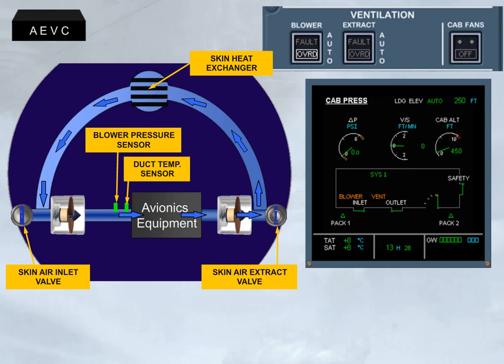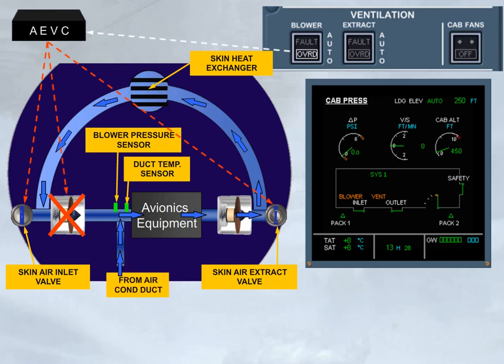Setting that push-button switch to override allows the ventilation system to be reconfigured by activating the closed circuit configuration, by stopping the blower fan, and by adding air from air conditioning duct through an air conditioning inlet valve.